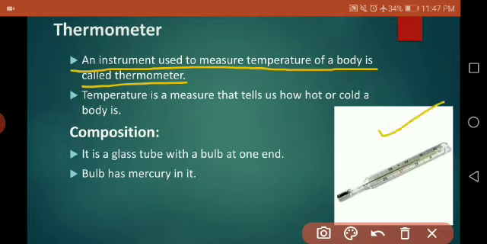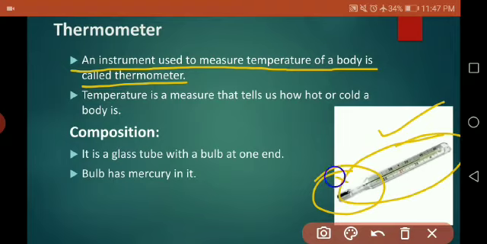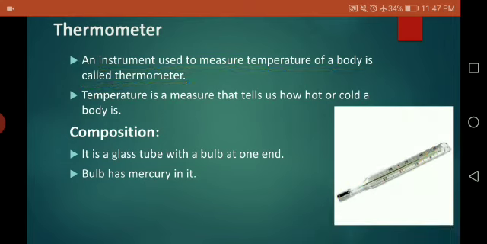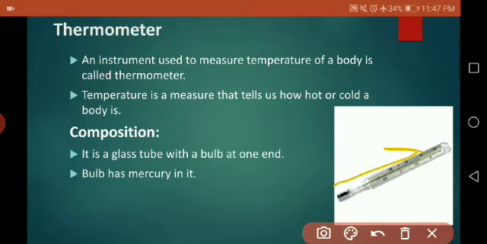This is a thermometer. It is basically a glass tube with a bulb at its one end. This is a glass tube and this is a bulb. It has mercury. When the mercury goes up, it means the body is getting hotter. When the mercury goes down, it means it is getting cooler.